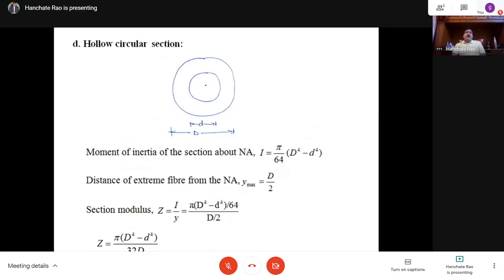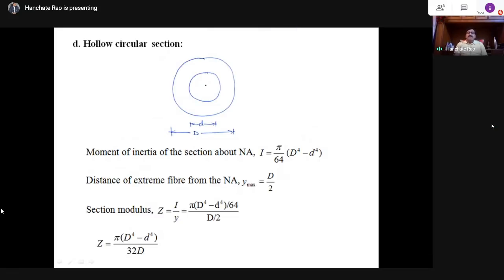So now if you go for a hollow circular section whose outer diameter is capital D and inner diameter is small d. Just like the rectangular section, this is all hollow portion in the inside. This is the solid portion, so in the solid portion only the material will be there. So the moment of inertia is pi capital D to the power of 4 by 64 minus pi small d to the power of 4 by 64, or otherwise it is pi by 64 into (capital D to the power of 4 minus small d to the power of 4). So that is the moment of inertia I.